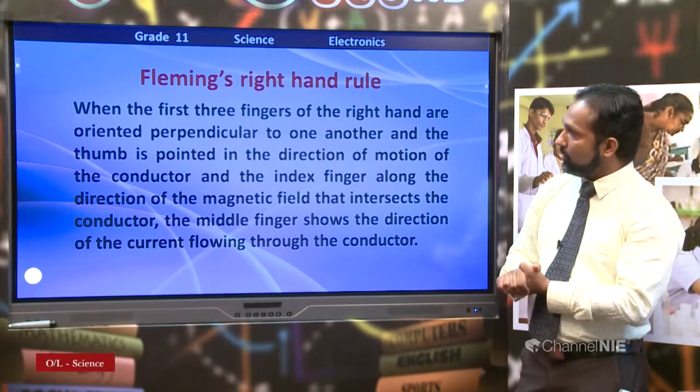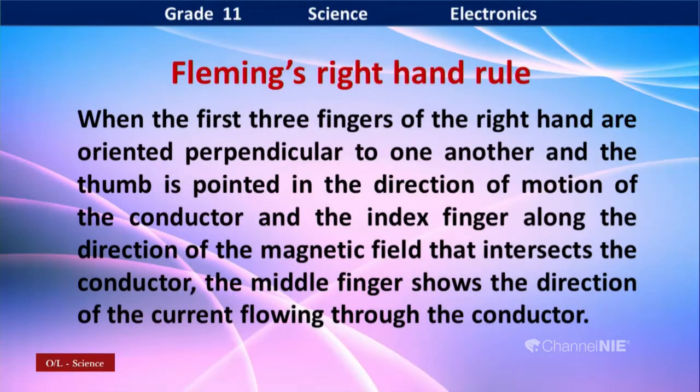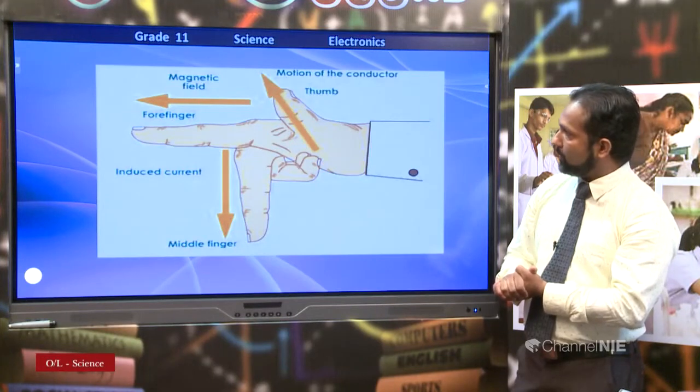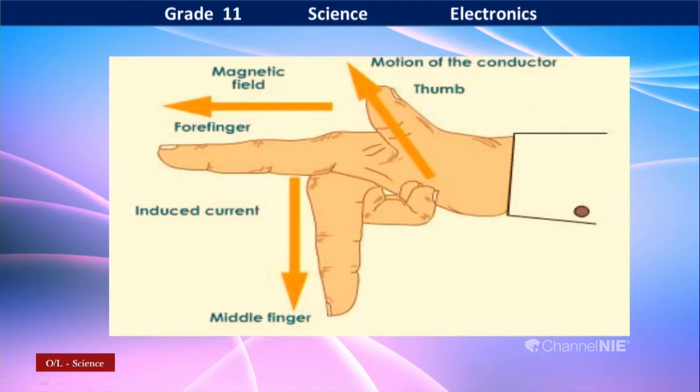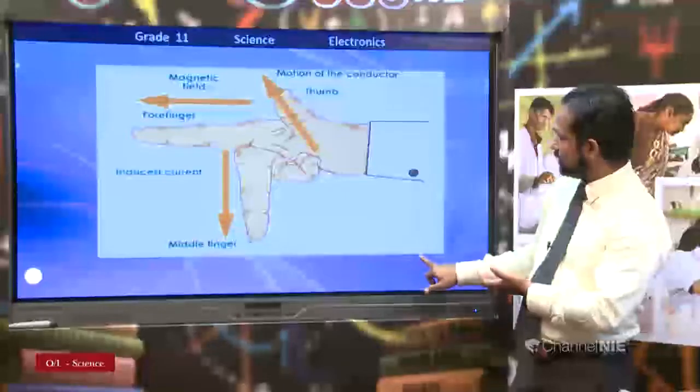This is Fleming's right hand rule. When the first three fingers of the right hand are oriented perpendicular to one another and the thumb is pointed in the direction of motion of the conductor and the index finger along the direction of the magnetic field that intersects the conductor, the middle finger shows the direction of the current flowing through the conductor. That is Fleming's right hand rule. Right. You can see using this diagram also, thumb indicates motion of the conductor, index finger indicates magnetic field, middle finger indicates direction of induced current. Right.